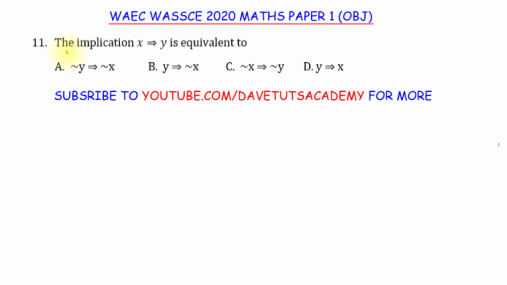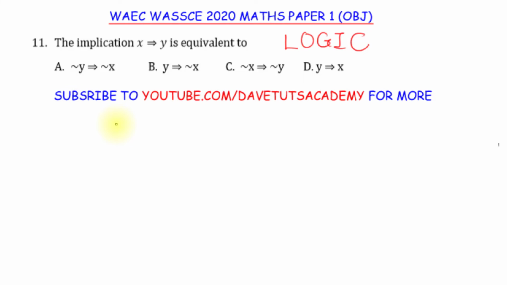Here in this question, we're told that the implication if x then y is equivalent to what? Which of the following options is equivalent to the statement if x then y? Now, this is a classical question on logic, and particularly it is a question that is aimed at implication in logic.